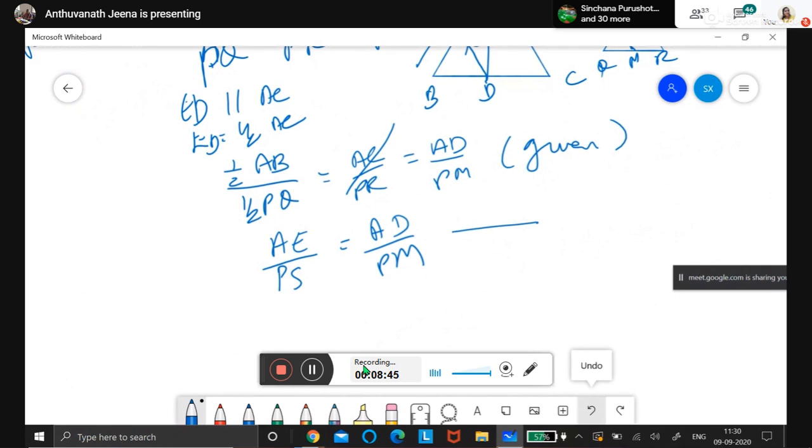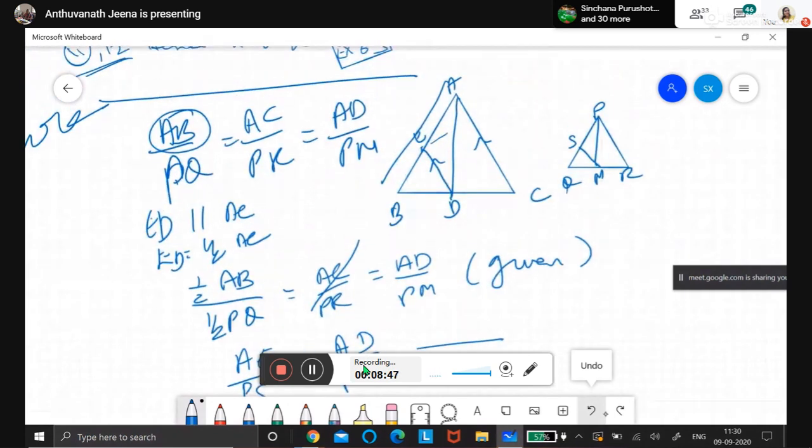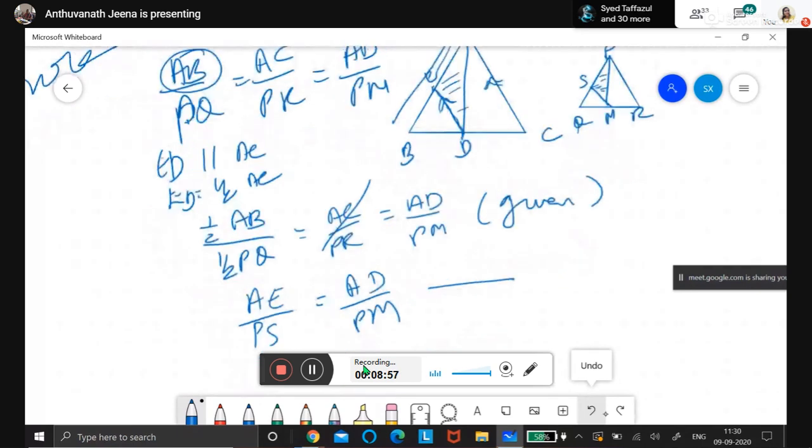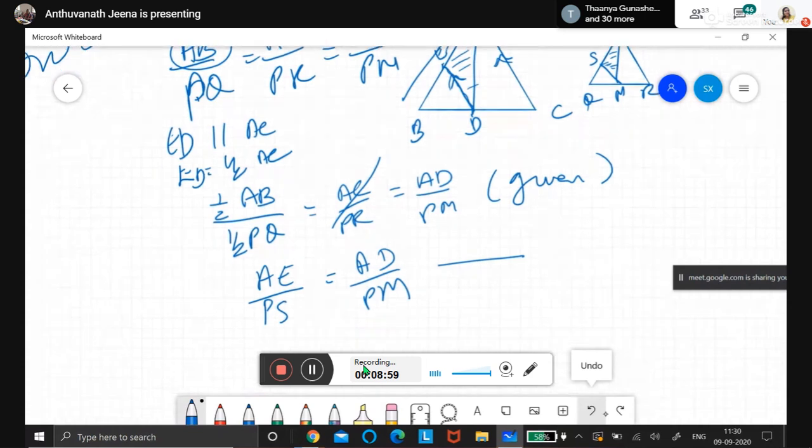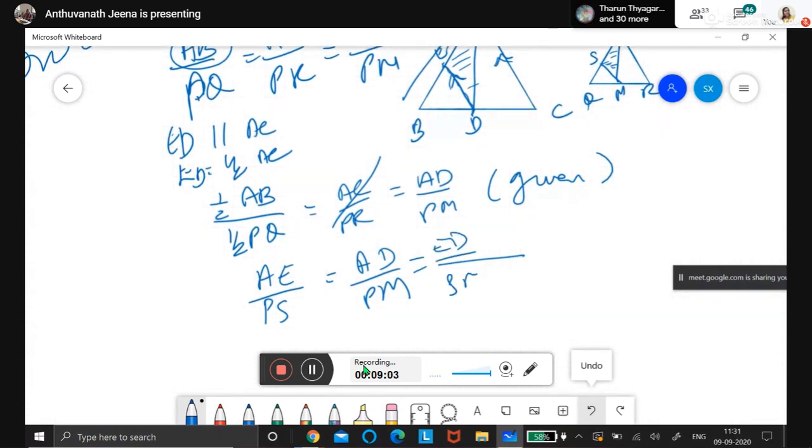So AE by PS. See this triangle, we are comparing these two triangles. AE by PS is equal to AD by PM. By the third also is equal, so ED is also equal to SM. So triangle ADE is similar to triangle PSM. These two triangles, okay, by SSS.